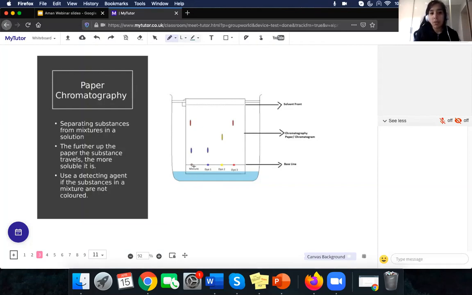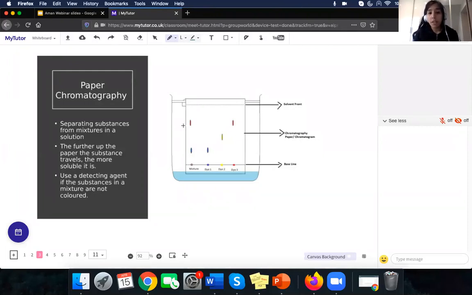Just like here, we've got a mixture and these 3 dyes, and we're trying to work out which dyes are in the mixture. We can see the mixture is formed from dye 1 and dye 3, because that matches up here and it matches up here. So the mixture is formed of dye 1 and dye 3. In a lot of exam questions, it's just about interpreting what the chromatogram shows you. We'll do some exam questions later and have a look at those.